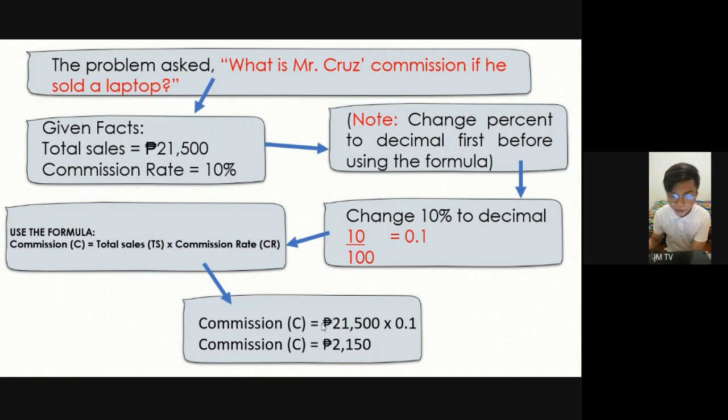Commission is equals, magkano yung total sales natin? 21,500 times the commission rate. This is converted to decimal form already. So 21,500 times 0.1 is equals to 2,150. So, mapupunta kay Mr. Cruz ay 2,150 out of 21,500 na total sales ng laptop.